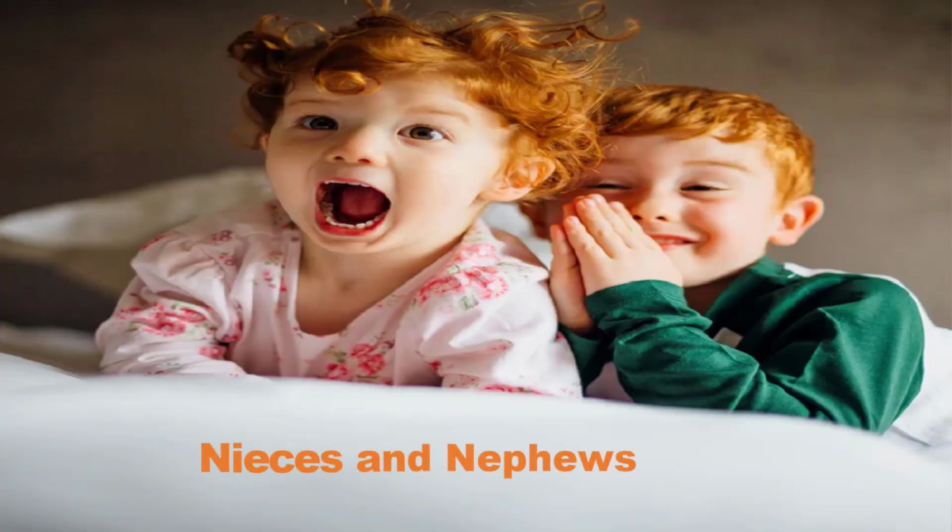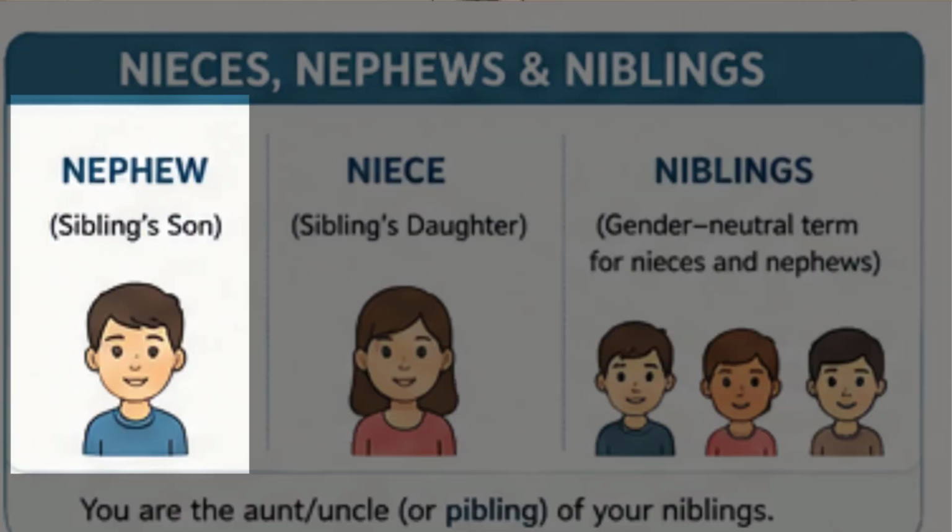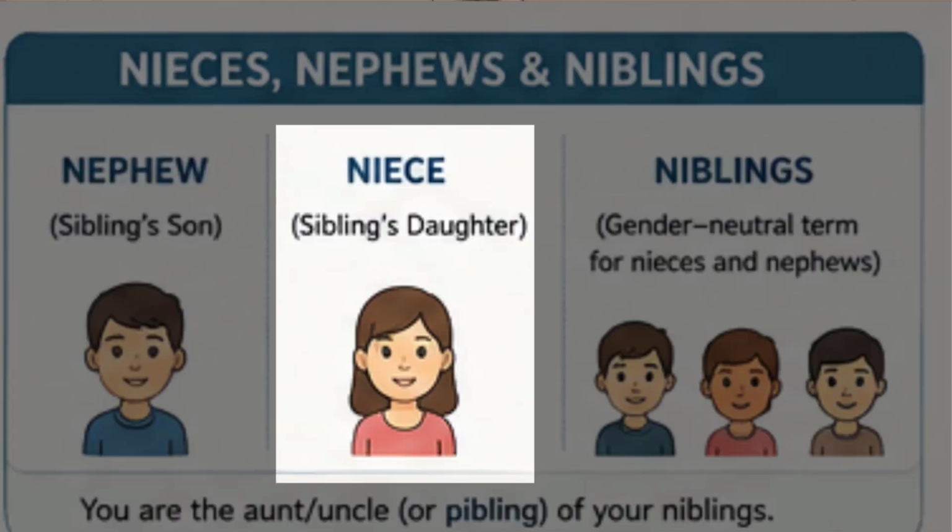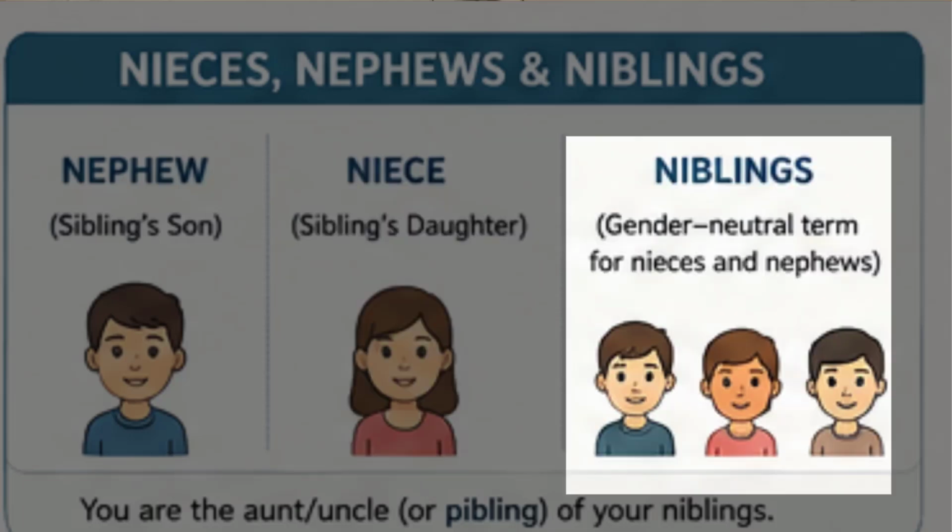Nieces and nephews. Your sibling's son is your nephew. Your sibling's daughter is your niece. Together, they can be called nibblings. Less common but a useful gender-neutral term.